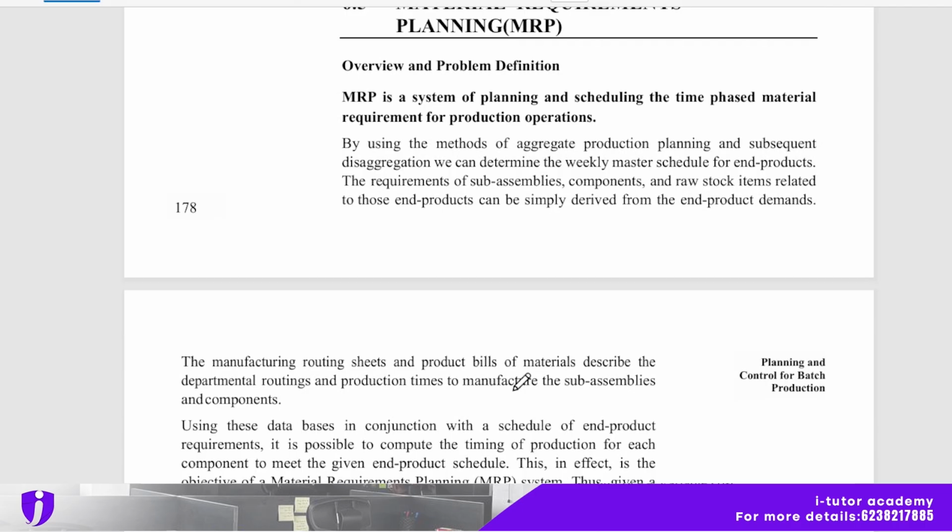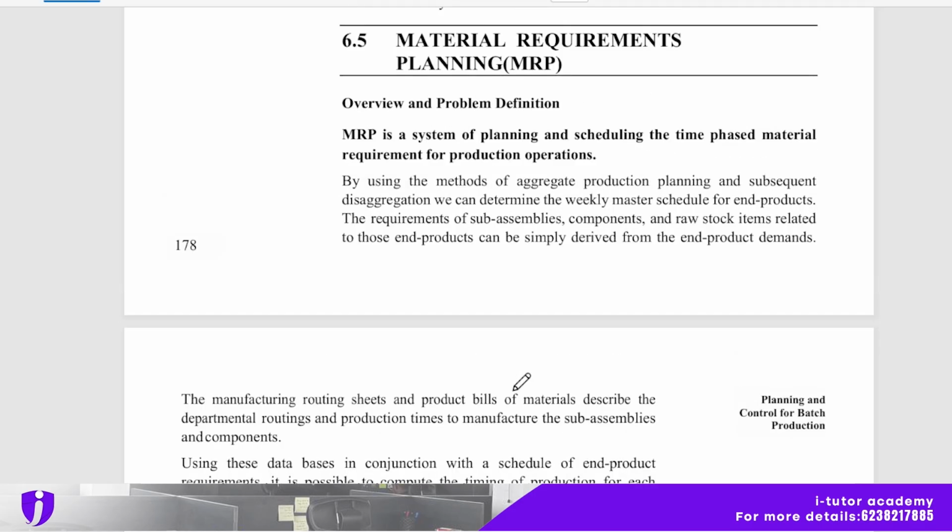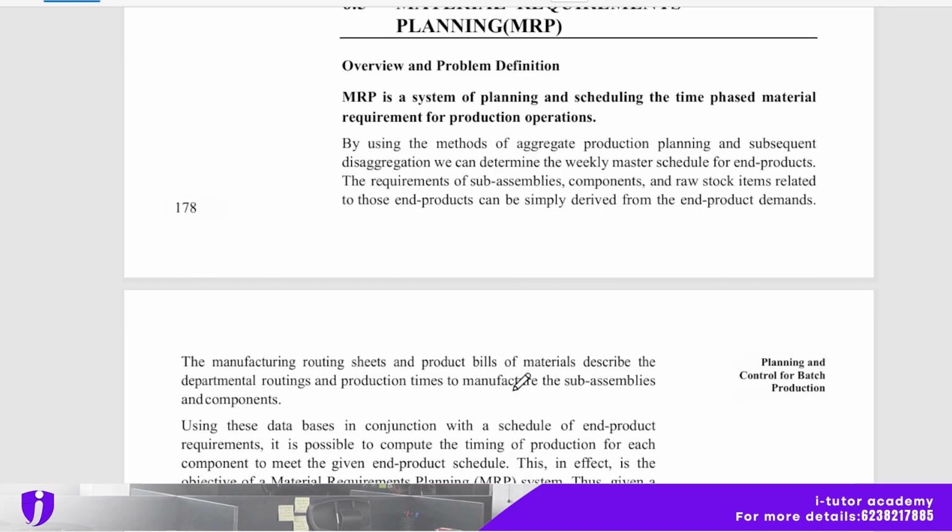Overview and problem definition. MRP is a system for planning and scheduling the time-phased material requirements for production operations. By using the method of aggregate production planning and subsequent disaggregation, we can determine the weekly master schedule for end products, and the requirements of sub-assemblies, components and raw stock items related to those end products can be simply derived from the end product demand.